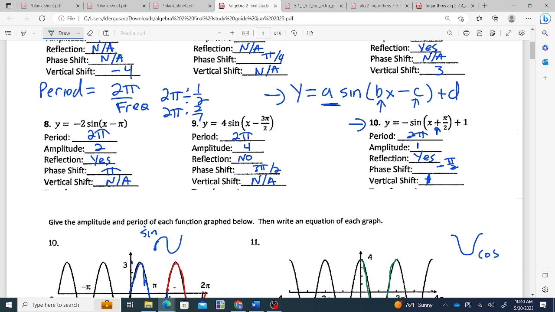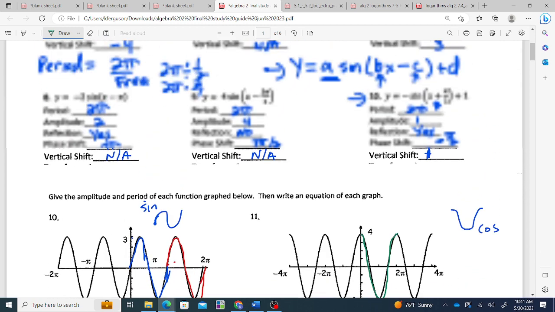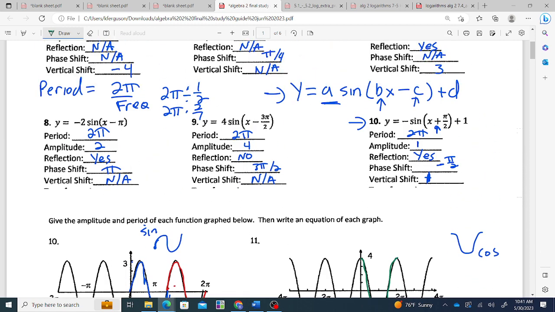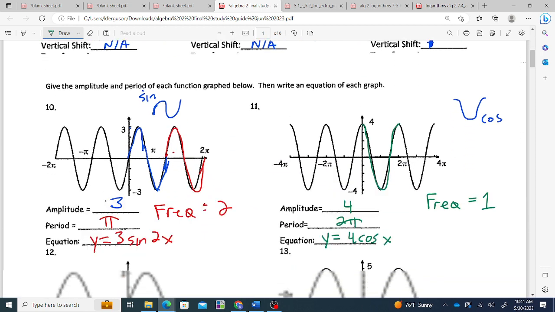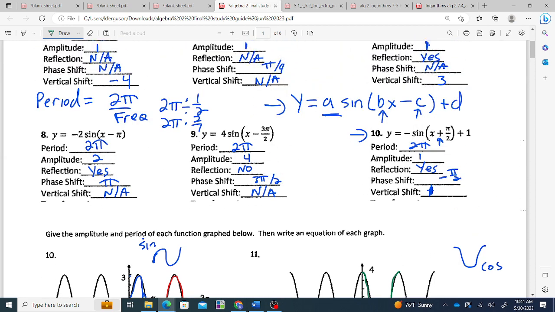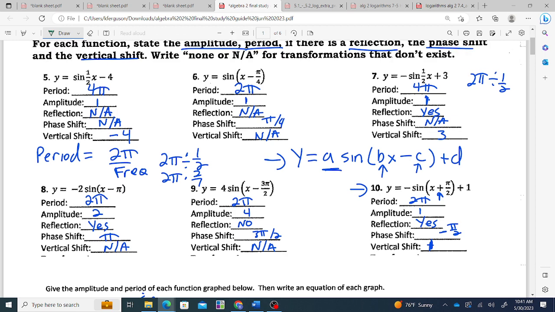For period, you divide 2 pi by the frequency. But see, we're given the equation here, and they're asking us to write the equation. So you need the frequency to write the equation. That's why you need to be able to recognize what the frequency is. You need the frequency to find your period when you are looking at an equation. So even though you'll hardly ever see frequency in a problem like this, you need to be able to recognize what the frequency is because you use it both ways.